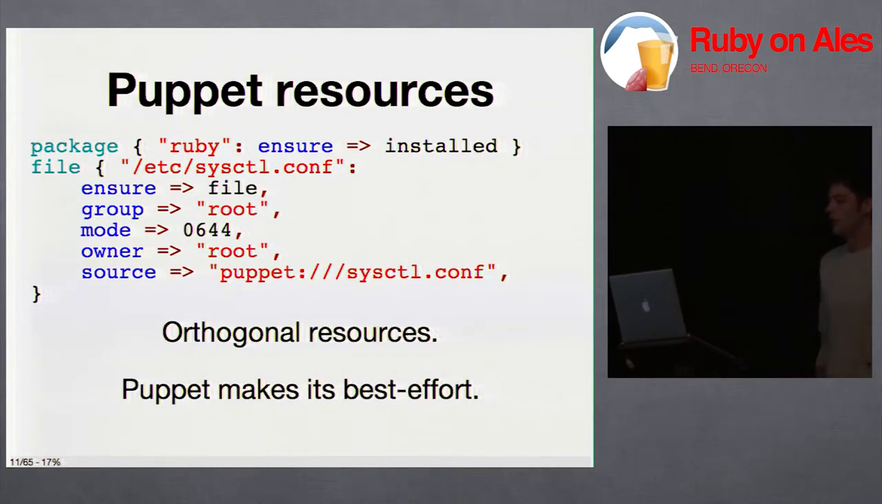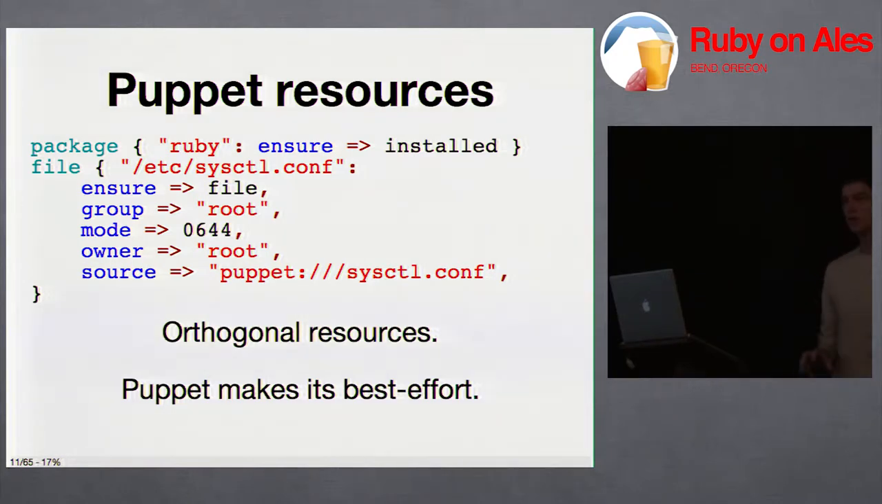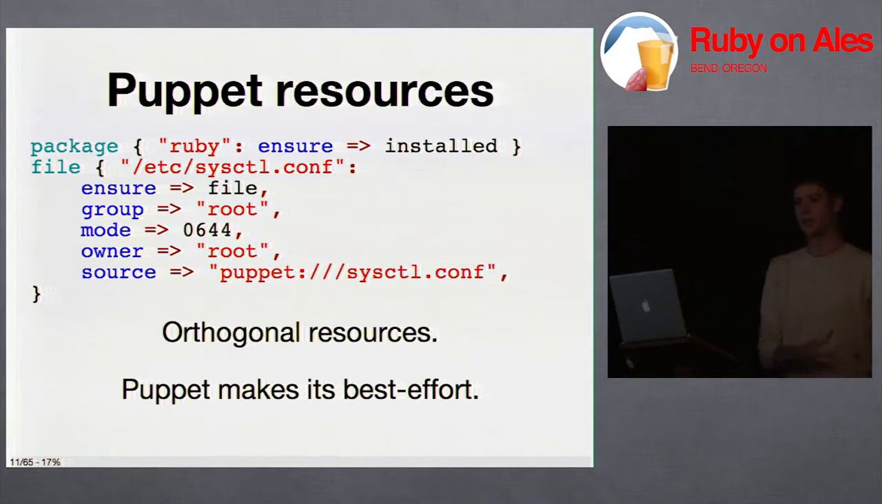So here's a couple of Puppet resources in Puppet syntax. And Puppet is not a Ruby implemented DSL. It is an actual language with a grammar and a parser. And these two resources, a package that's ensuring Ruby is installed and a file that's setting up /etc/sysctl.conf, are orthogonal resources. And so when Puppet executes them by way of auto-loading the appropriate types and providers and figuring out what the current state of the system is and how to bring it in line with the desired state, these orthogonal resources don't have any relationship to each other. So Puppet can make a best effort and work through failures.